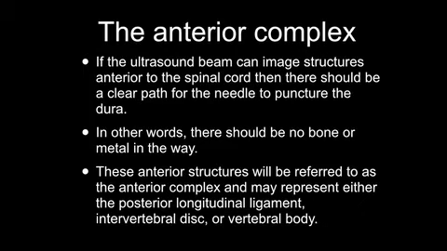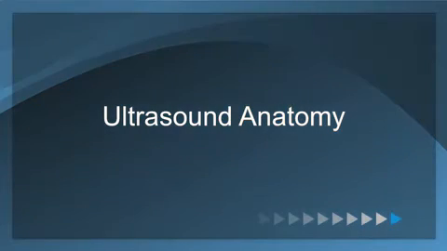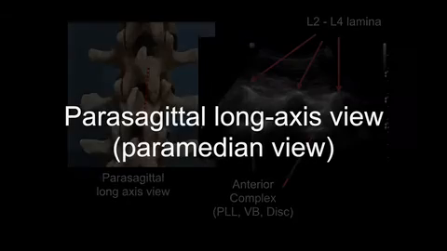These anterior structures will be referred to as the anterior complex and may represent either the posterior longitudinal ligament, intervertebral disc, or vertebral body. Now, let's take a look at the ultrasound anatomy. The first view will be the parasagittal long axis view, otherwise known as the paramedian view.